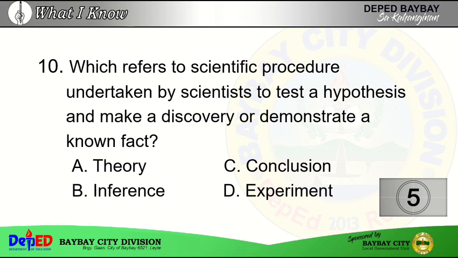Number 10. Which refers to a scientific procedure undertaken by scientists to test a hypothesis and make a discovery or demonstrate a known fact? A. Theory. B. Inference. C. Conclusion. D. Experiment. Yes, you got it. The answer is letter D.